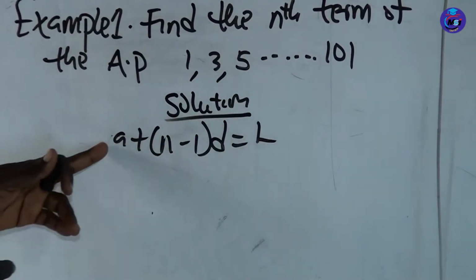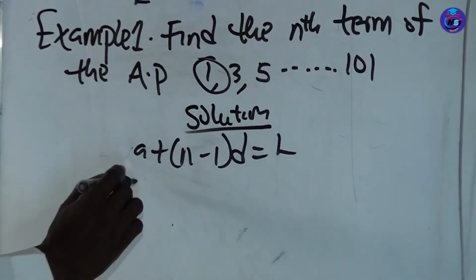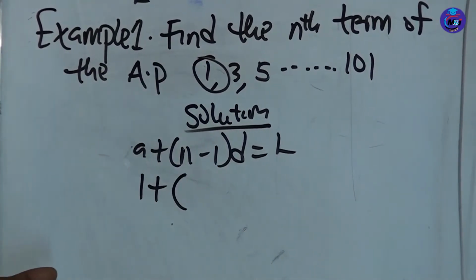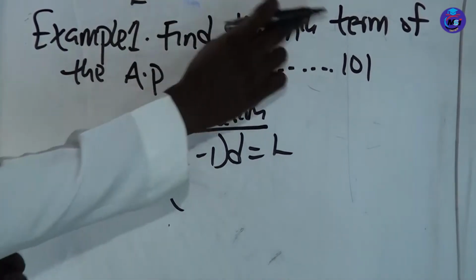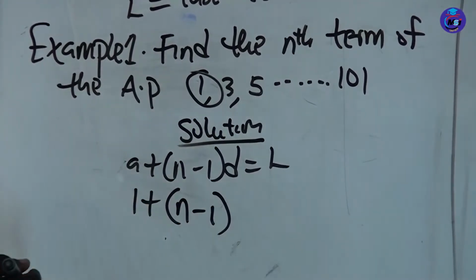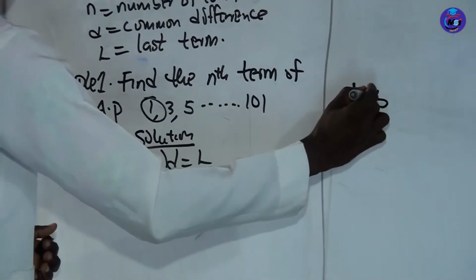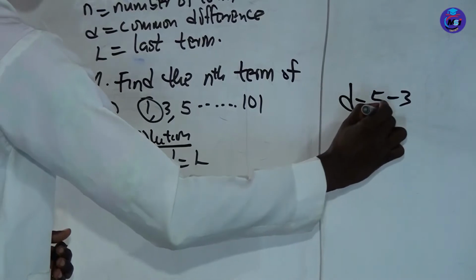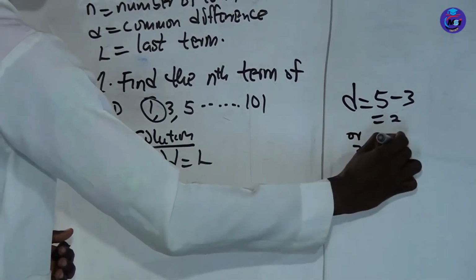Now from here, our a is 1 because it's the first term. 1 plus bracket n minus 1. n is not given, so we need to find the value of n, and that is the question. Find the nth term. What is our common difference? Our common difference is 5 minus 3, which will give us 2, or 3 minus 1, which will give us 2.